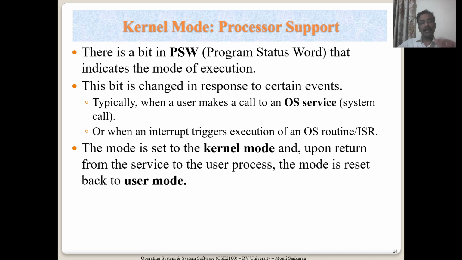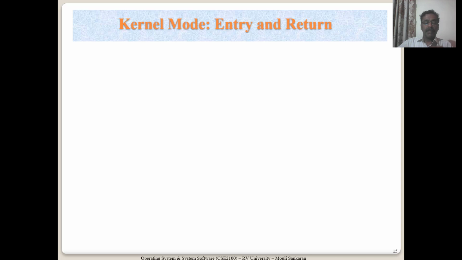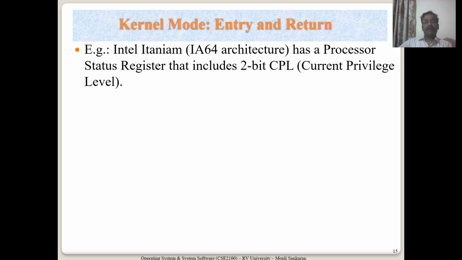They will make sure that when the control comes back to the user application, the mode is changed to user mode, so that the user again does not have any control over the processors or different parts of the memory. So entry and return, one example is IA64, Intel Itanium software.